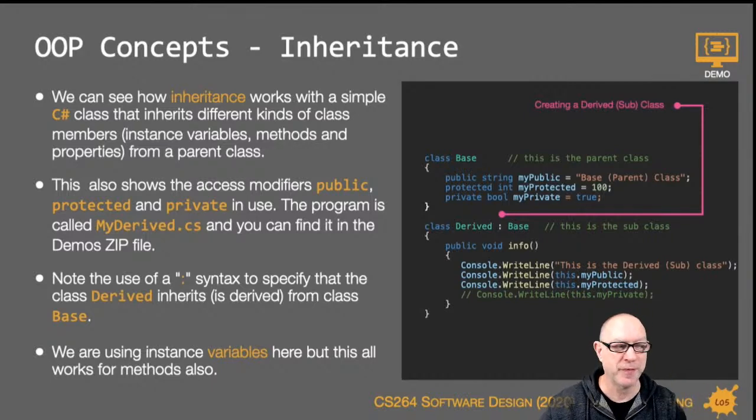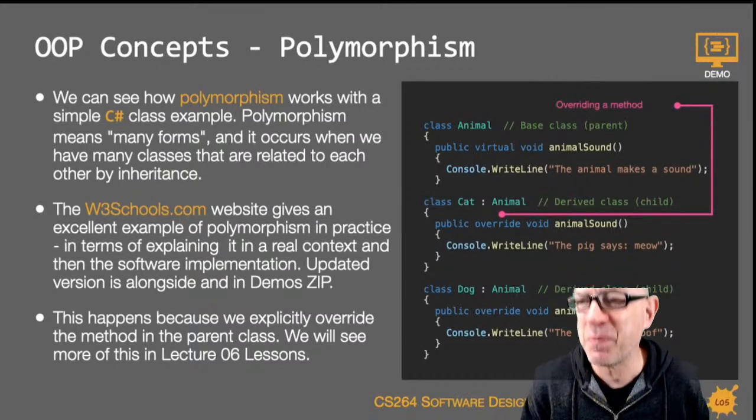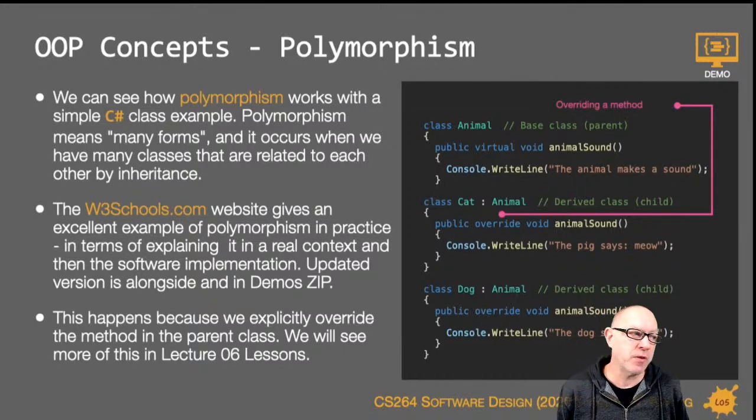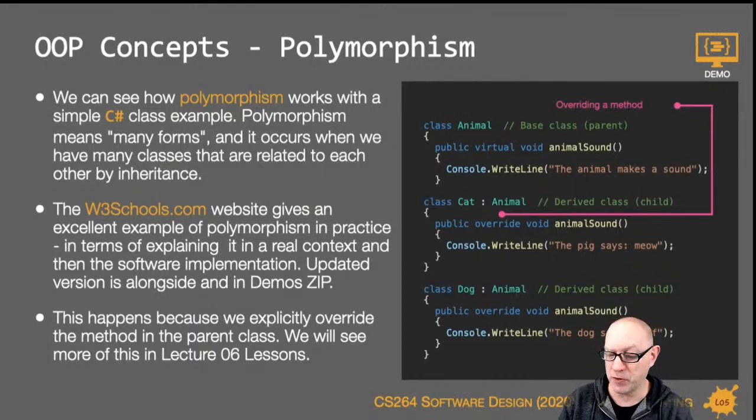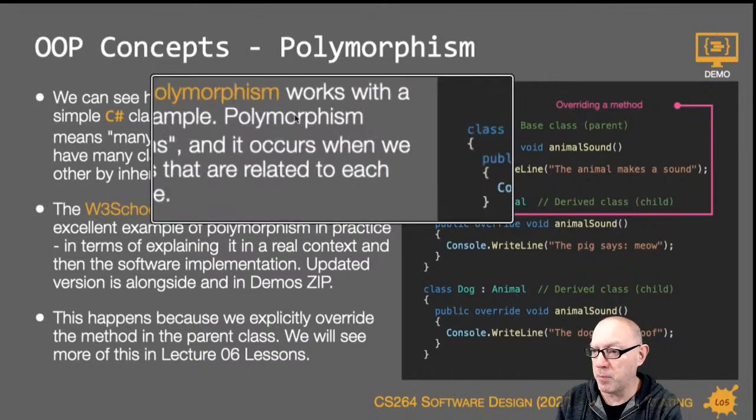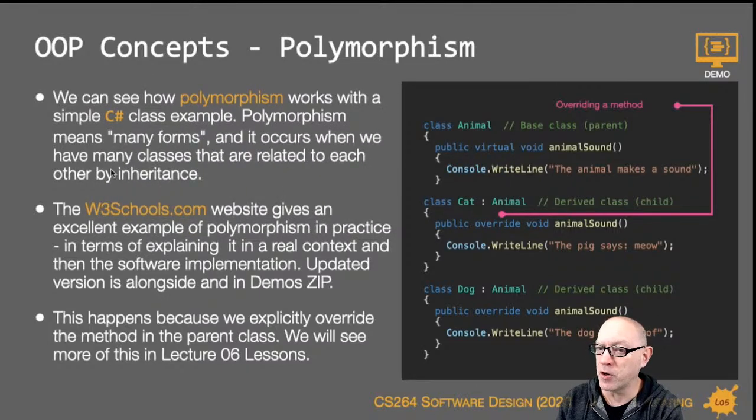Okay. 2 more. Okay, so this one is polymorphism, and again, I'm moving pretty quickly through these because I know you know a lot of this stuff, and we just want to see how it works with C#. But it may be a while since you've used or thought about the terms. Okay, so polymorphism, again, we'll have a very simple C# example, and polymorphism means many forms. Okay, and it occurs when we have many classes that are related to each other by inheritance.